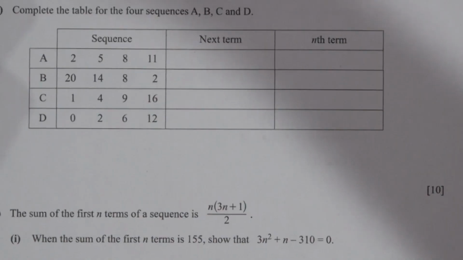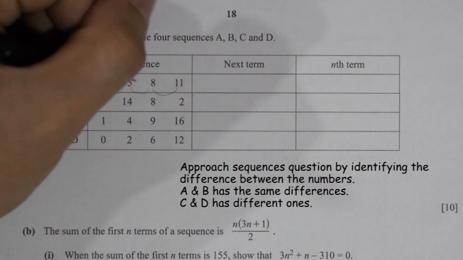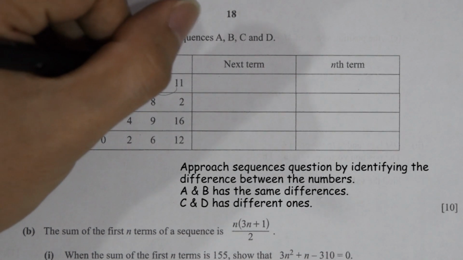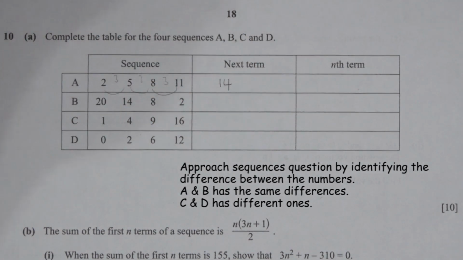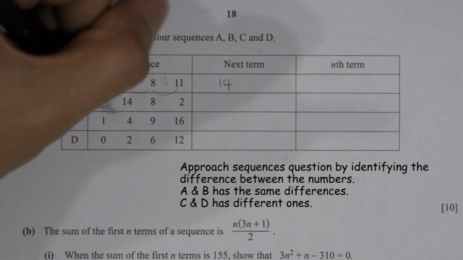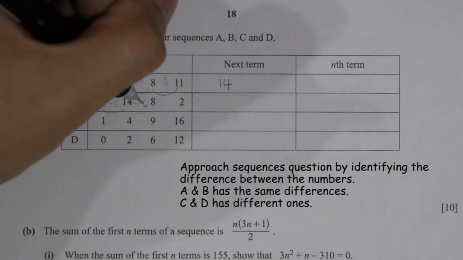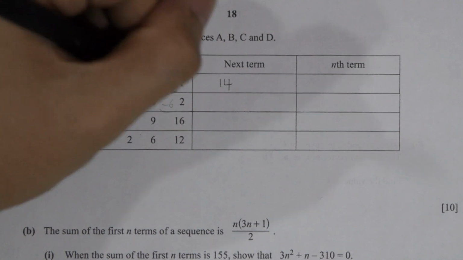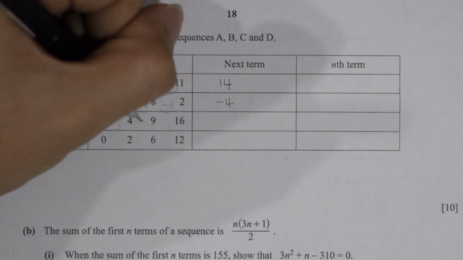For question 10, part A, there's A, B, C, D. I actually separate AB as one and CD as another part. The reason being is A and B have the same difference for each of their sequence. So for A, the difference is 3, for B is -6. So from there I will be able to identify the next term.